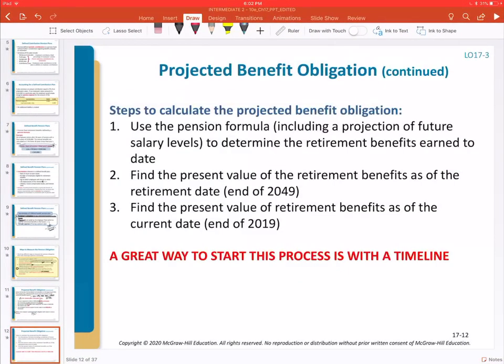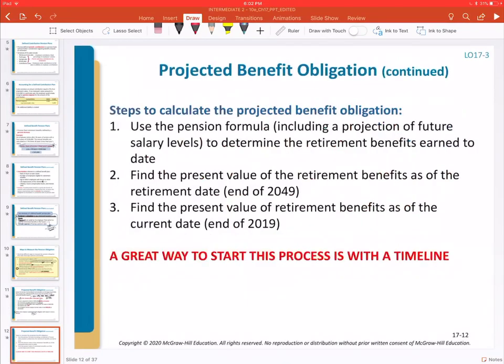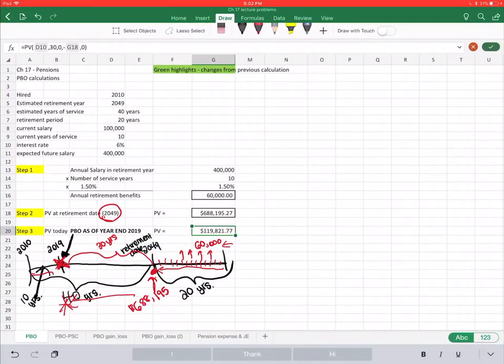At step 3, we have now figured out the answer to that question. If I look back on my PowerPoint, the answer to the question, what is the company's projected benefit obligation with respect to Jessica Farrow? After I made a timeline and followed my 3 steps, I came up with $119,821. That $119,000 is the amount that would have to be reported on the balance sheet for Jessica Farrow's retirement benefits. Our company, Global Communications, owes Jessica $119,821 worth of retirement benefits. We did that all by this 3-step process.